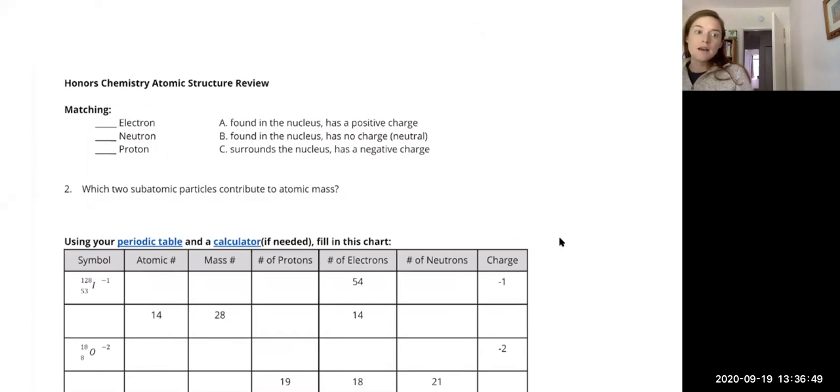All right. So the first part is easy enough, matching, right? Electrons, where are they found? Not in the nucleus, right? They're outside the nucleus. They have a negative charge, so that's going to be C. How about neutrons? They are in the nucleus. Do they have a positive charge or no charge at all? You got it. They are neutral. And so then the protons must have a positive charge and be found in the nucleus.